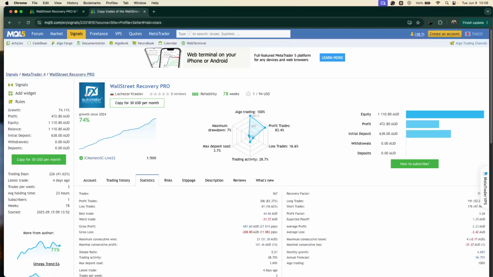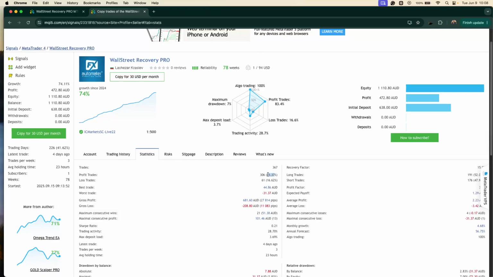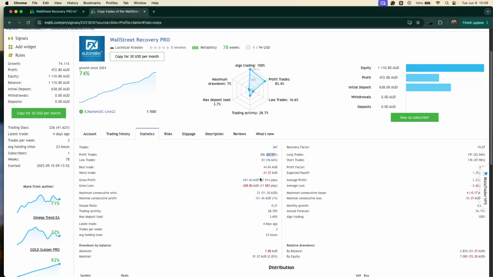And we also have their signal. They have a signal that's been running since December 2024, and it shows about 74% growth from an initial 638 AUD deposit, taking about 367 trades with an 83% win rate. They also have a profit factor around 3.26 and max drawdown of about 2.83% on balance or 7% on equity. And these are the important numbers for you to know.